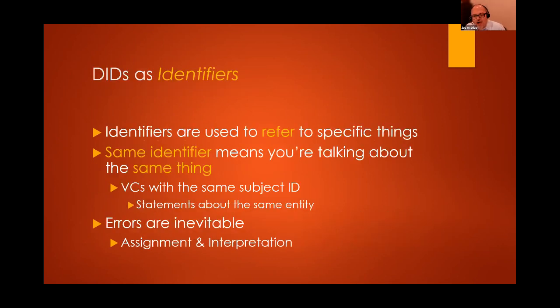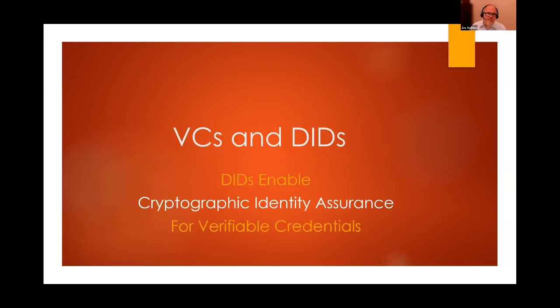So I want to anchor with something that might seem really obvious, that DIDs are identifiers, and they're used to refer to specific things. And if you're using the same identifier, that means you're talking about the same thing. In other words, VCs, verifiable credentials that have the same subject ID, are taken to be statements about the same entity. Now, there are always errors, whether it's in the assignment of the identifier or the interpretation of the identifier, but DIDs as identifiers can fulfill several unique functions with NFTs. And I want to anchor that it's about how you refer to things. And I'll explain what that means when we walk through the requirements.